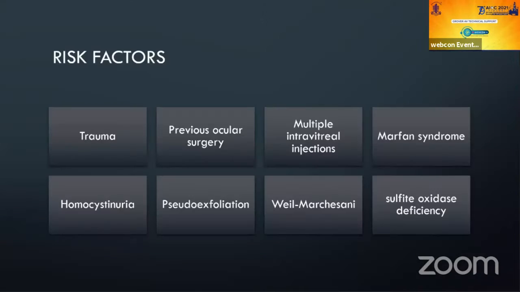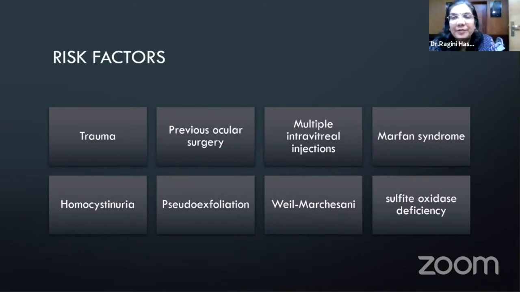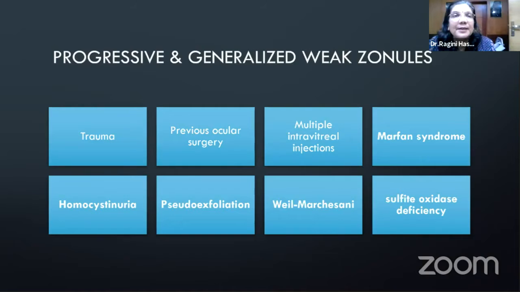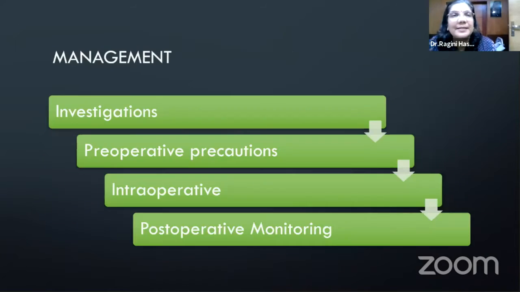So this is my topic, and there are a lot of various risk factors why the lens is subluxated: trauma, previous ocular surgery, especially retinal surgery, intravitreal injections. They cause Marfan's, homocystinuria, pseudoexfoliation. These are the various causes due to which we find subluxated lenses. And there may be progressive and/or generalized weak zonules in these cases.